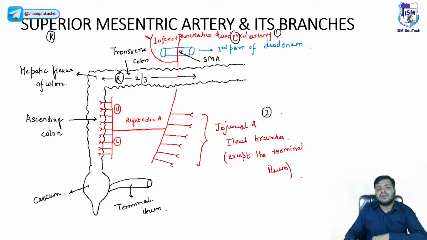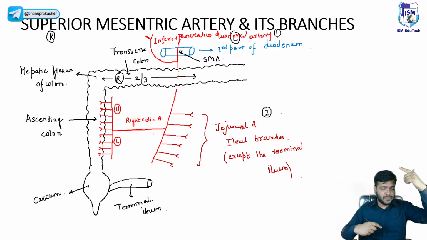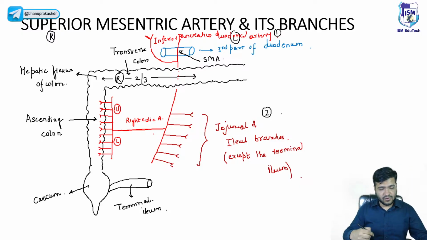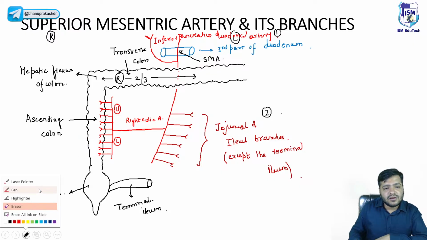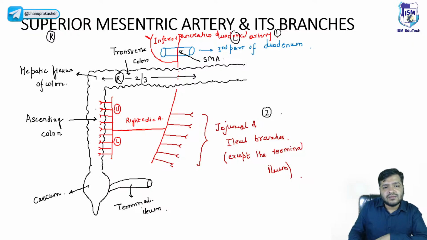So the right colic artery, which is a branch of the superior mesenteric artery, before entering into the ascending colon, will give two branches majorly, one upper and one lower, and then it will give some small branches. These small branches are called the arcuate branches.